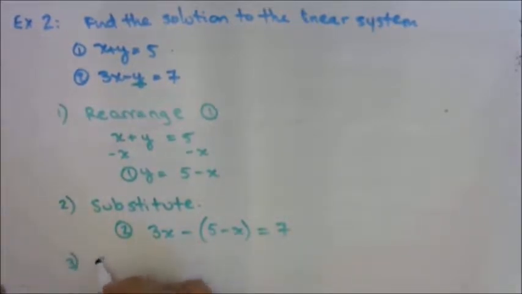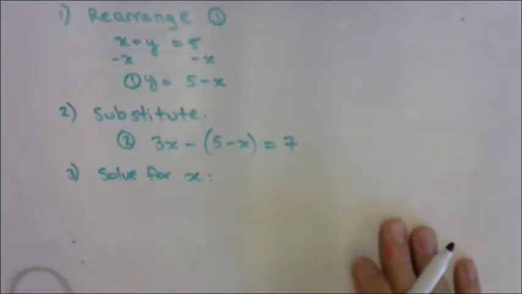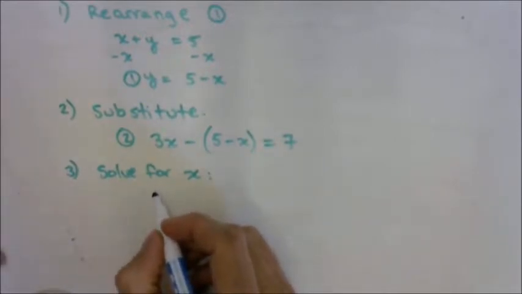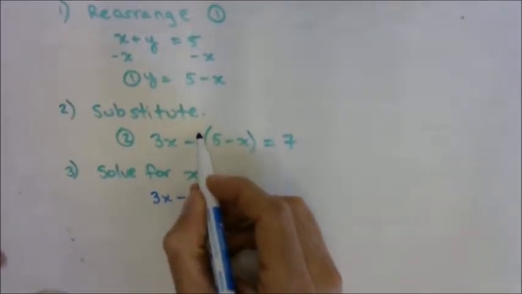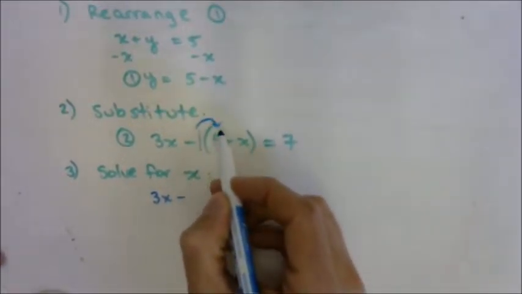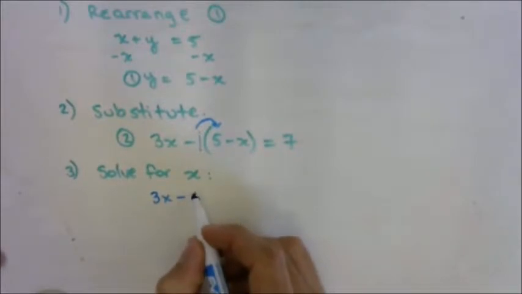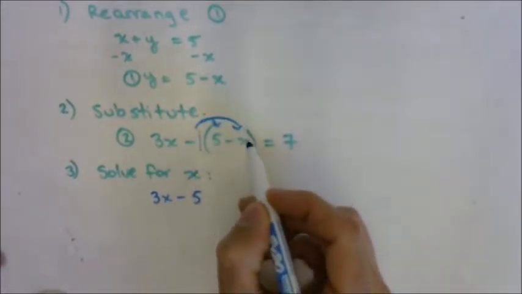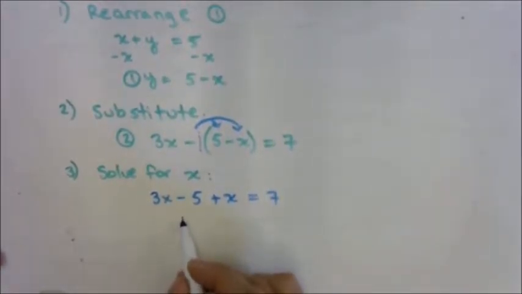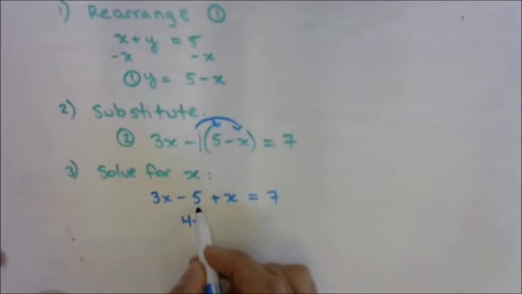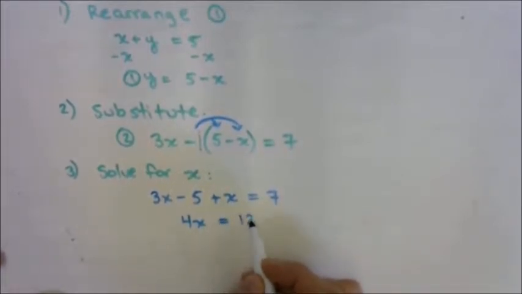Step 3, solve for x. So we're just going to carry on with this equation and solve for x. So we've got 3x minus, this is like an invisible 1 out front, right? So we're distributing. Negative 1 times 5 is negative 5. Negative 1 times negative x is positive x. Let's group our x terms. So we have 4x, and let's add 5 to both sides.